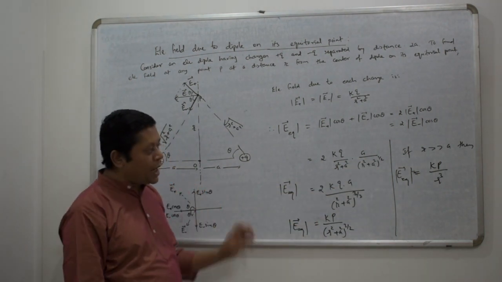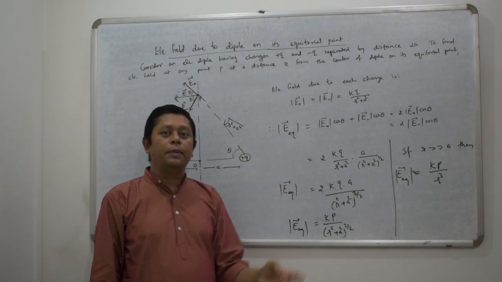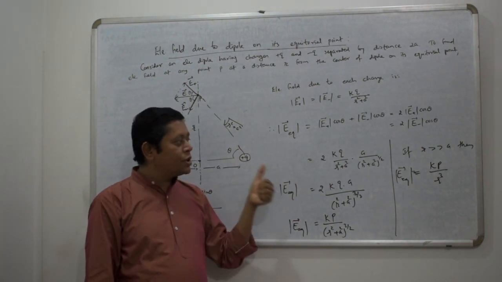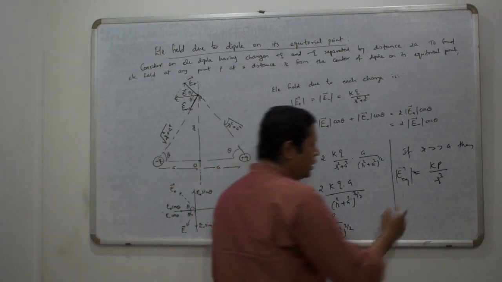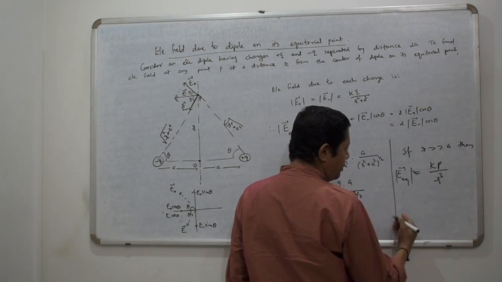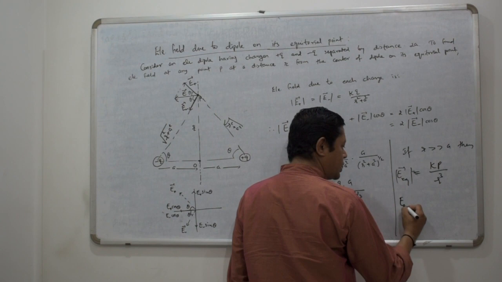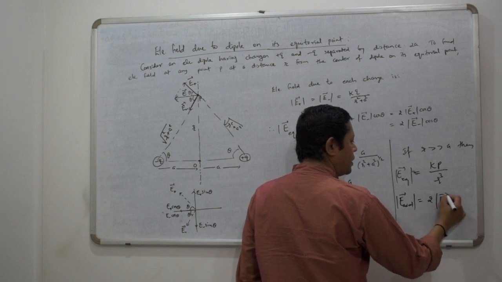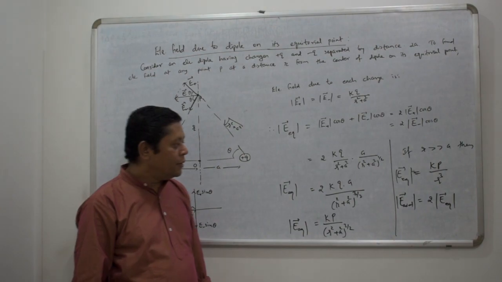It means that for a dipole, at a distance r on its axis, if the electric field is, let's say, E, then at the same distance on the equator it will be E by 2, because the axial electric field is 2 kp by r cube, and equatorial is kp by r cube. So you can write the relation between axial and equatorial as E axial is equal to 2 times E equatorial. This is in terms of magnitude, but directions are different. Okay.